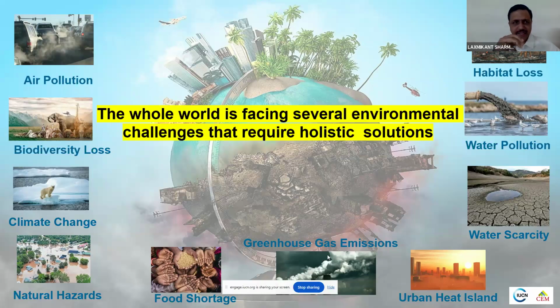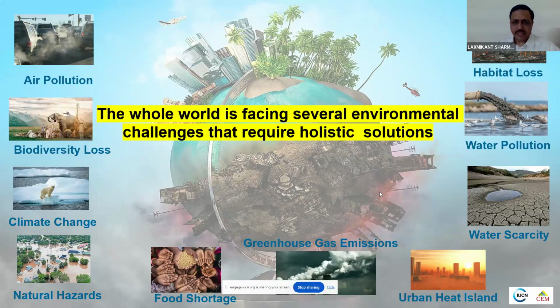These are the things we face daily: air pollution, biodiversity loss, natural hazards, food shortage, urban heat island effect, greenhouse gas emissions, water scarcity, water pollution, habitat loss, and so many other things. Every day we are facing the problems of this climate change effect. So at a global level, what is the mechanism or the way by which we can mitigate these challenges? We have to adopt different terminologies or different mechanisms.